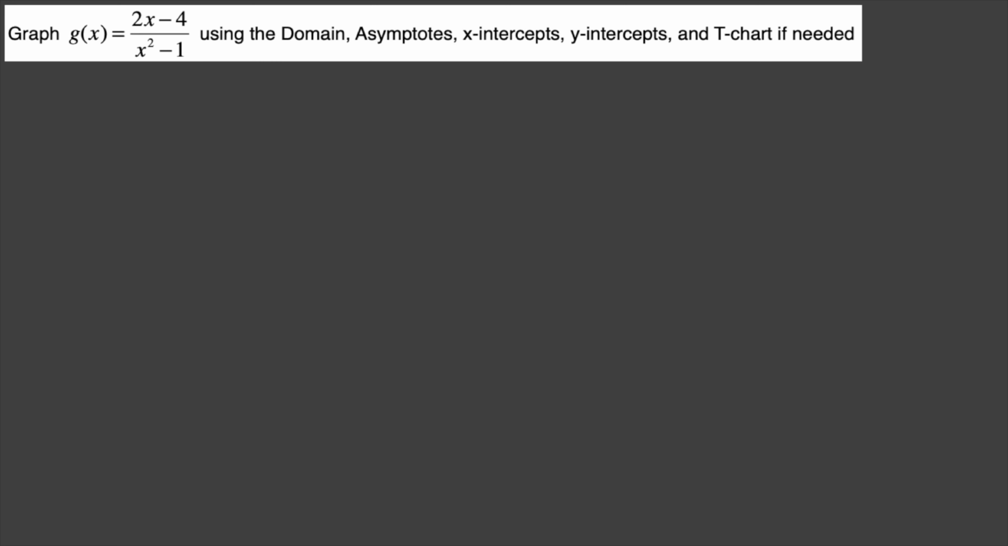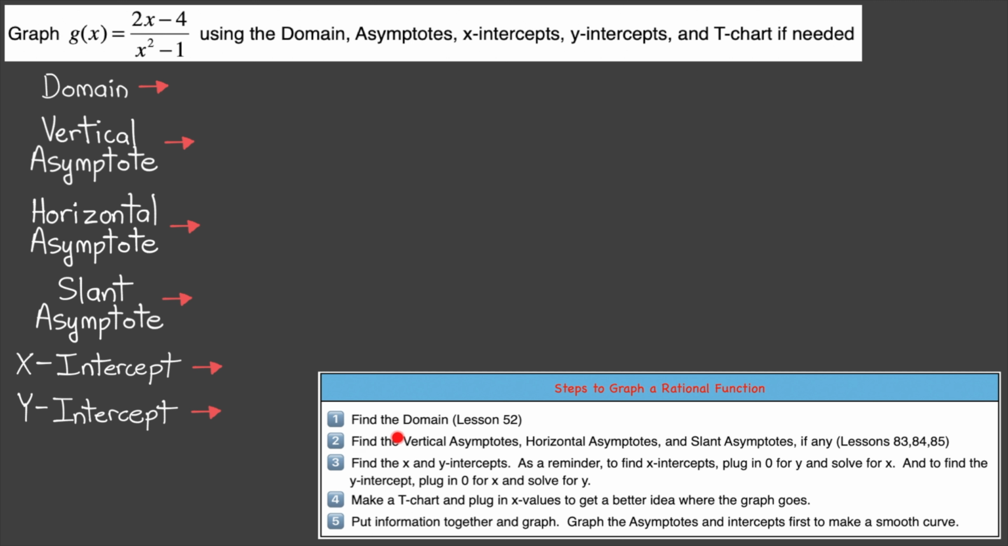This question says, graph g of x equals 2x minus 4 all over x squared minus 1 using the domain, asymptotes, x-intercepts, y-intercept, and a t-chart if needed. So let's take a look at the steps for graphing a rational function. Step number 1, we are going to find the domain. For a more detailed analysis of finding domain with several examples that I work out, check out lesson number 52. Alright, so let's take a look at our function here.